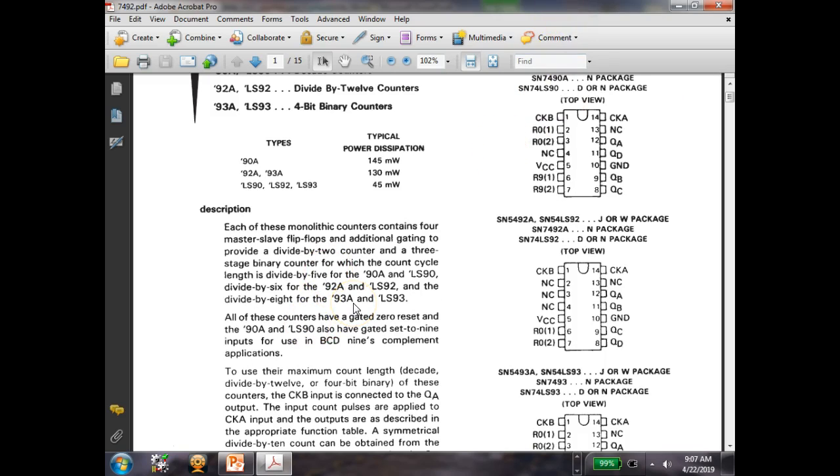So if I took a divide by 2 and fed it into a divide by 8, we would get a divide by 16. If I took a divide by 2 and fed it into a divide by 6, then I would get a divide by 12. If I took a divide by 2 and fed it into a divide by 5, I would get a divide by 10, which would be a decade counter, right? You understand?